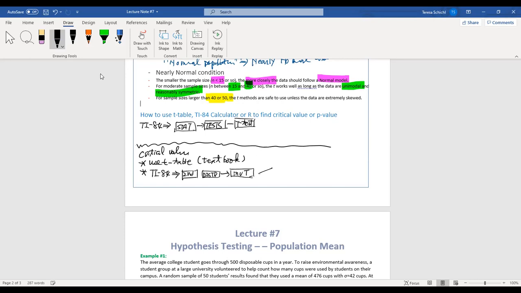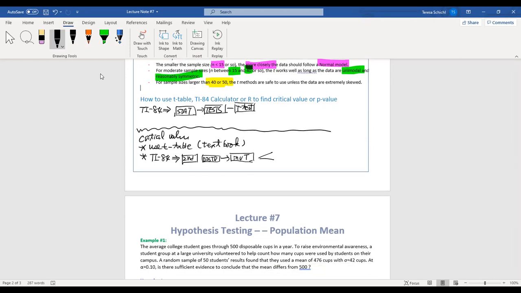So when you input, right? So here, let's see. If it's one side, then the area will just be equal to alpha. If it's a two side, then what happens here? The area will be equal to alpha over 2. Then of course, don't forget the degrees of freedom, right? So the degrees of freedom is what? It's n minus 1. All right.